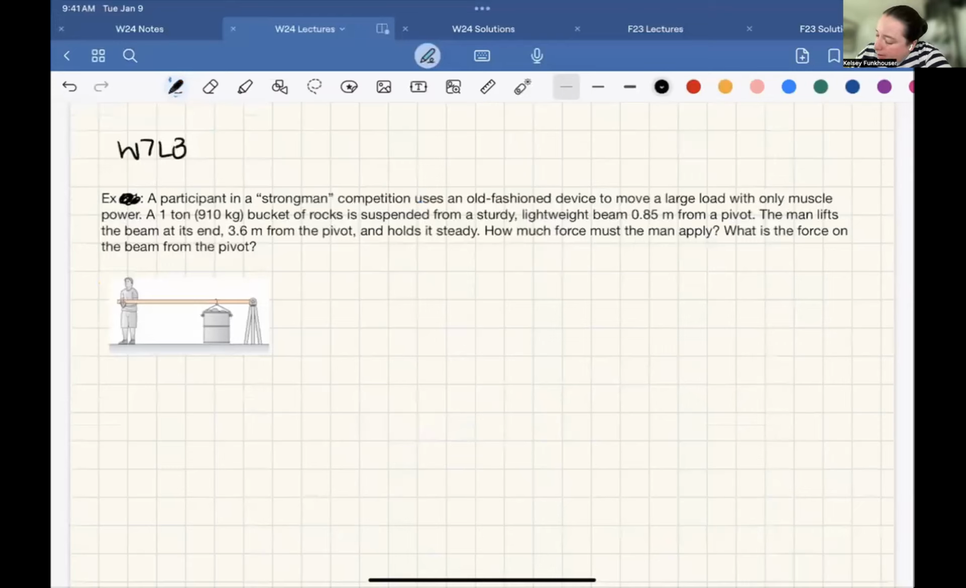So first thing we do is draw our extended free body diagram. So draw the beam. And then the man is holding it up, so that's a force pushing up. We'll call that force man. And then the bucket of rocks is applying a weight, force down, and that force is just the weight of the bucket. And then we have the pivot, which is also applying an upward force of the pivot.